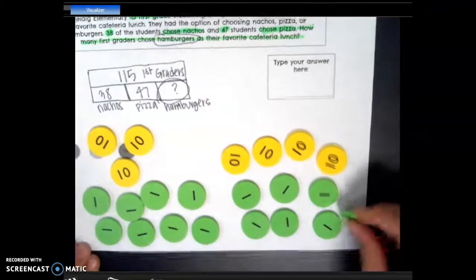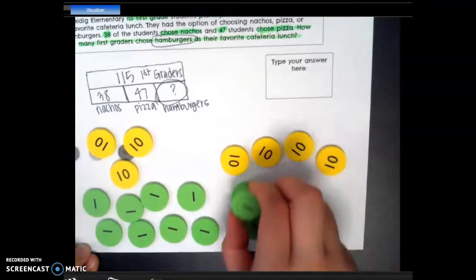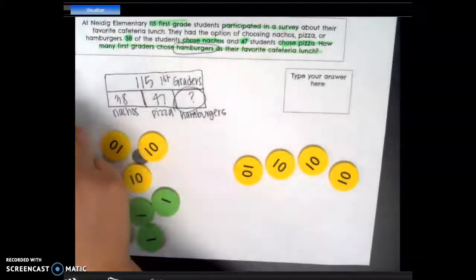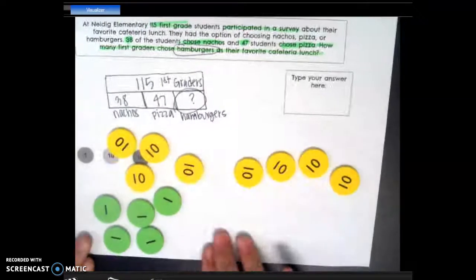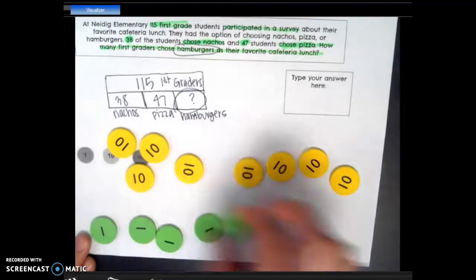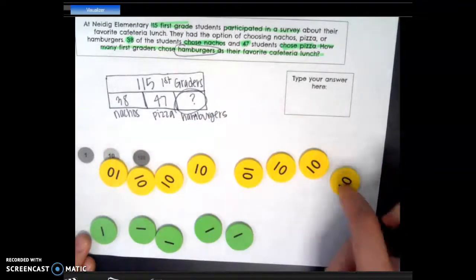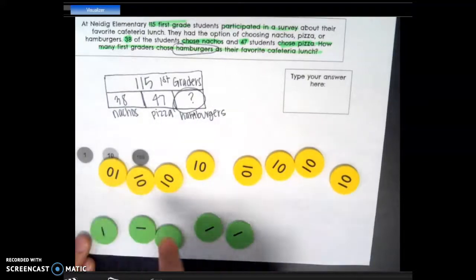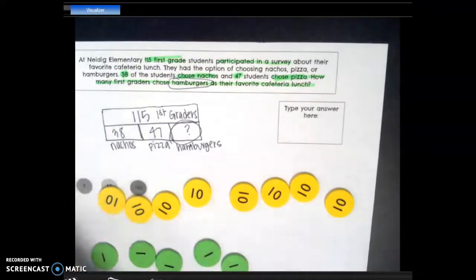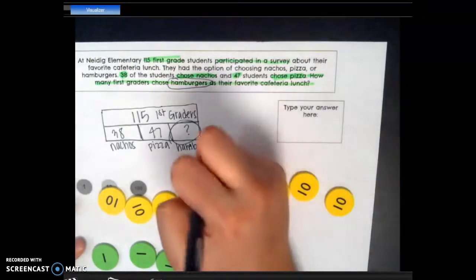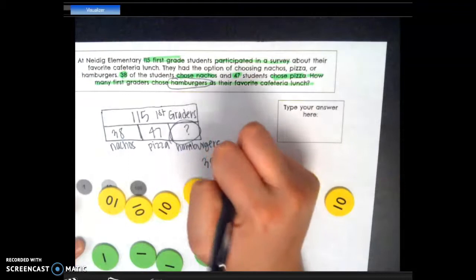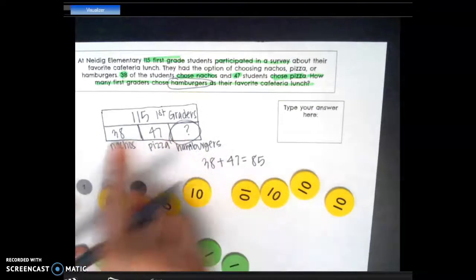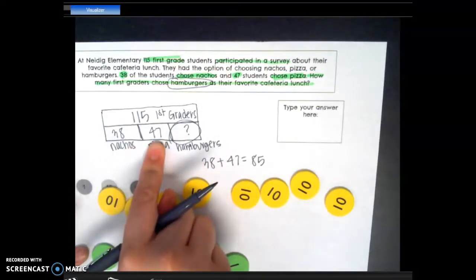So I'm going to regroup. 1, 2, 3, 4, 5, 6, 7, 8, 9, 10. I'm going to take those out and I'm going to bring in an extra 10. These are your 1s. These are your 10s. 10, 20, 30, 40, 50, 60, 70, 80, 81, 82, 83, 84, 85. So I have a total: 38 plus 47 equals 85. This is how many students we've already figured out like pizza and nachos. Now I have to figure out how many students like hamburgers.